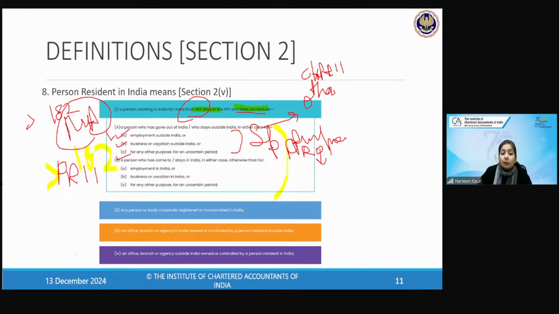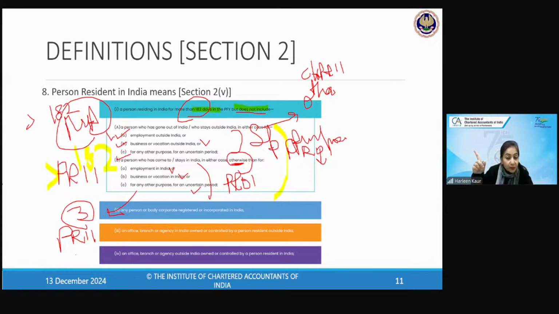And it does not include a person who has come to India otherwise than for these three purposes. Now, this line is very interesting. It means if you are coming to India for these three purposes, then yes, you are PRI. But otherwise, if you are not coming for employment, you are not coming for vocation, you're not coming for an uncertain period, then my dear, you become PROI. If you're going out for these three purposes, you become PROI. If you're coming to India for three purposes, you become PRI.